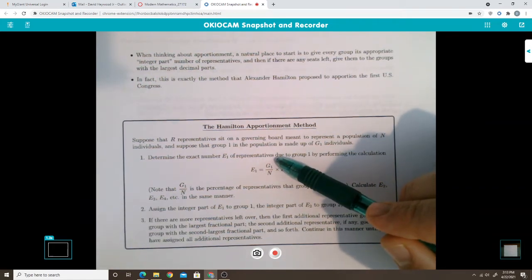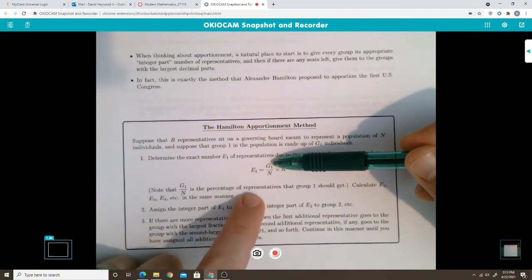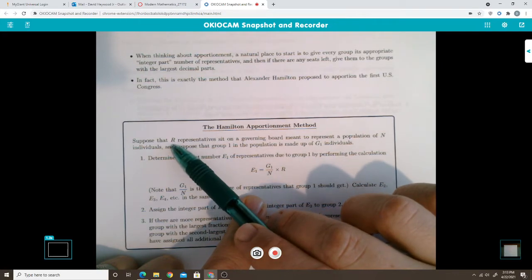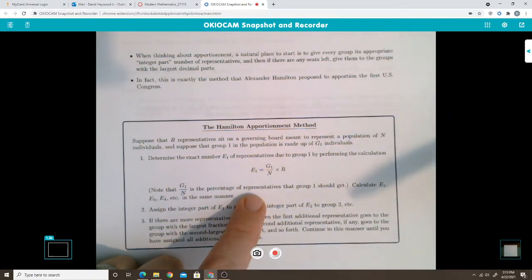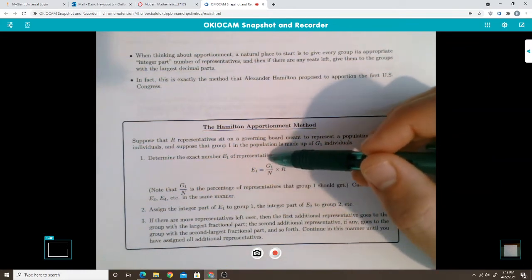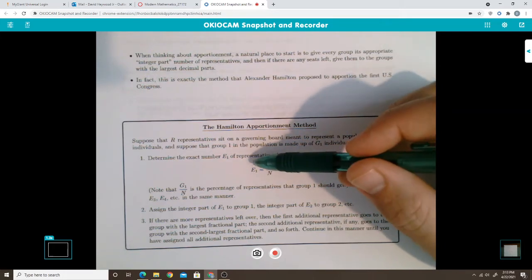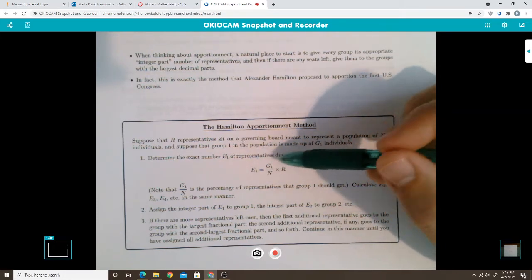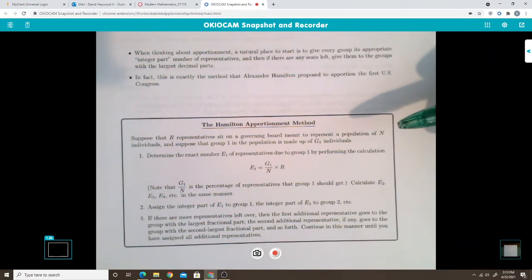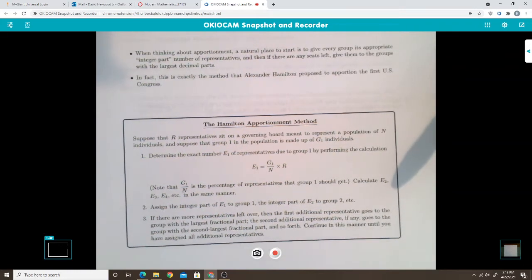And the idea is that the percentage of people in group 1 should equal the percentage of representatives that they get in the House of Representatives, or whatever other governing board you're talking about. So this is the percentage of representatives that they should have. You multiply that by the number of representatives available, and that should give you the exact number of representatives that group 1 should have. You're going to do the same thing for groups 2, 3, 4, and so forth. In the case of the U.S. House of Representatives, there would be 50 groups because you have 50 states.